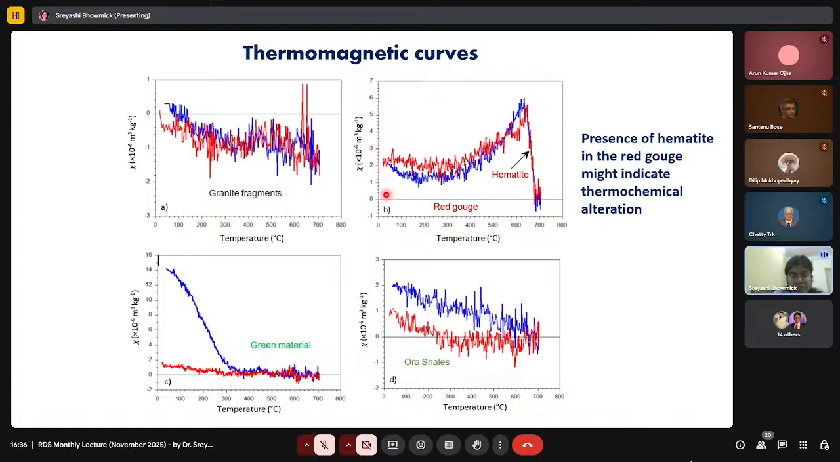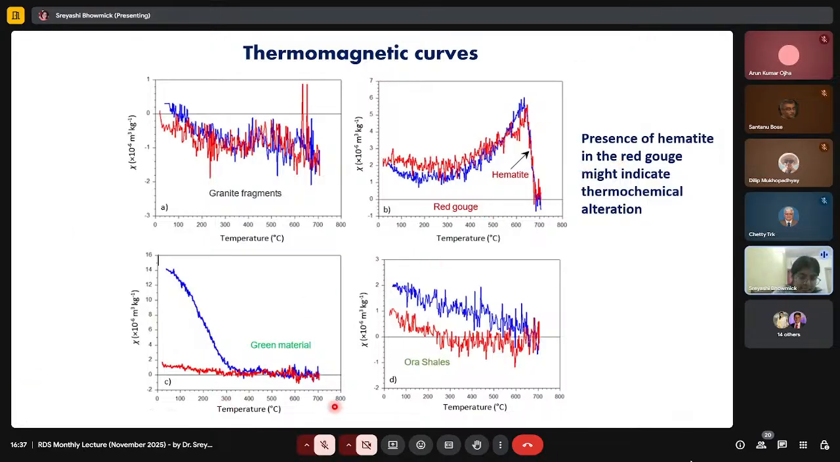So if we look here, this gives us the variation in bulk susceptibility with increasing temperature. This is a similar curve to the one I was talking about in my previous slide. It increases, and then there's a sharp decline here, and this is at the Curie temperature of hematite. So what is the Curie temperature? The Curie temperature is the threshold temperature after which any magnetic material can lose its magnetization. So this presence of magnetite in the red gouge might indicate some sort of thermochemical alteration.